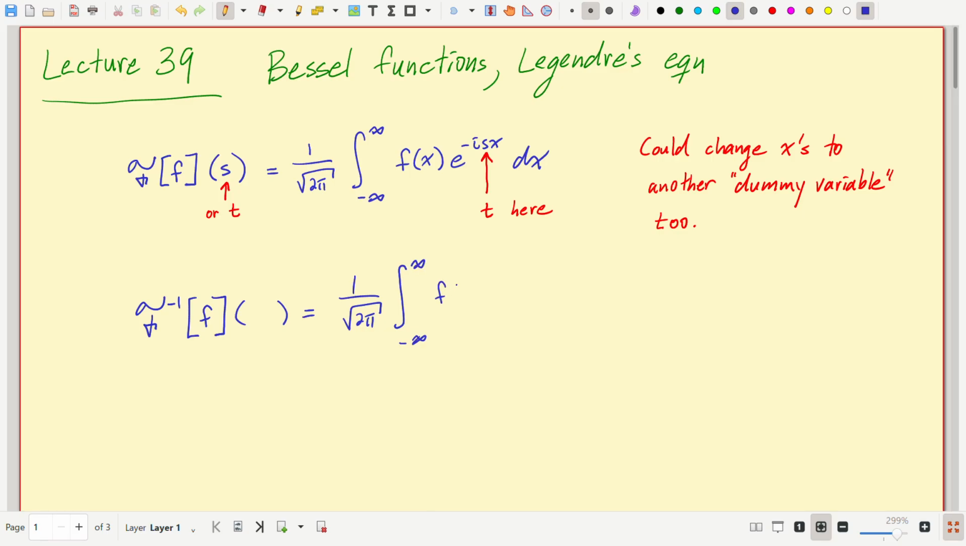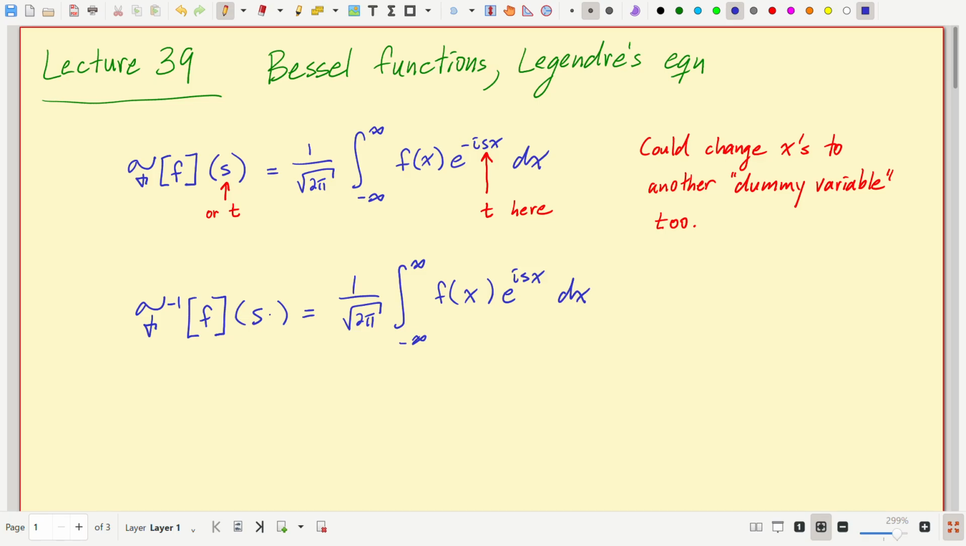I told you when you're doing homework, you should use these formulas for the Fourier transform. I can change the names of these variables to anything I want. For example, I could change the s to a t, or I could change the x in the integral to any letter I wanted. It doesn't matter. Usually I like to have an inverse transform that spits out a function of x instead of a function of s.